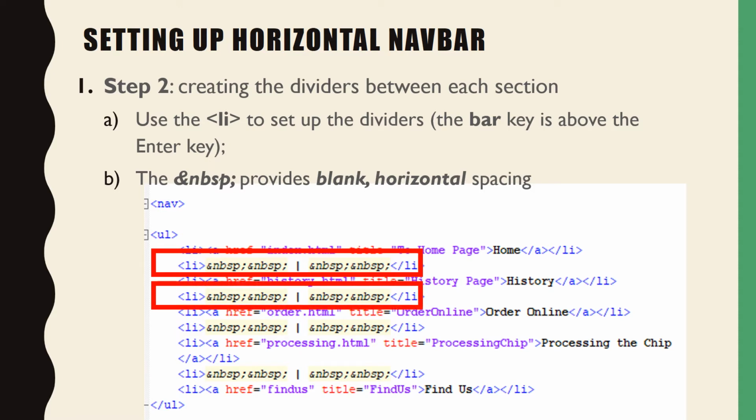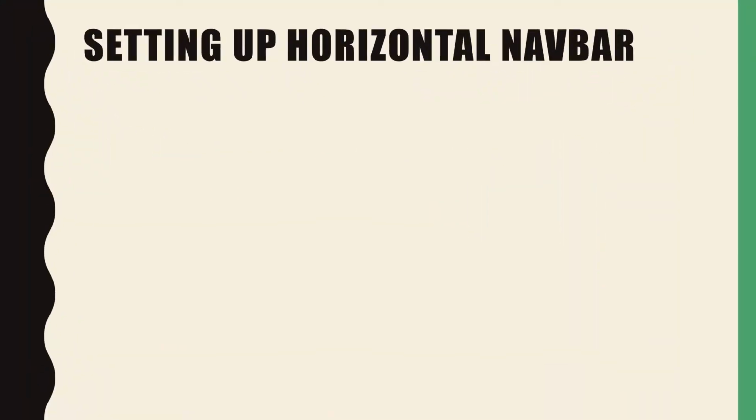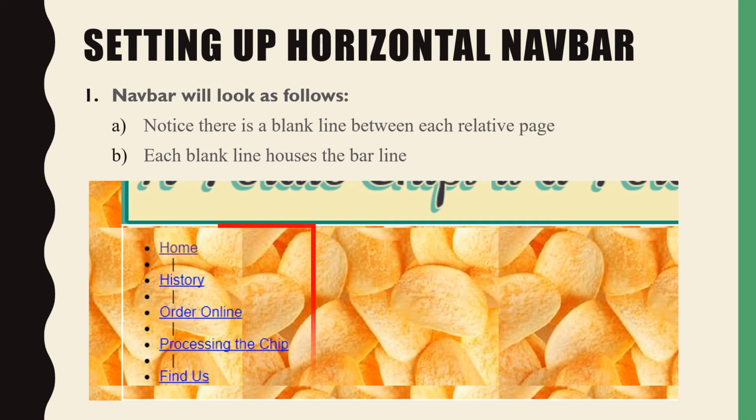So if you look after each of the pages, we have added an LI with our bar key. The navbar, when you have done this, will look as follows. Notice that it is still in a vertical position. The only difference is that now we have a blank line that houses the bar line between each of the pages.